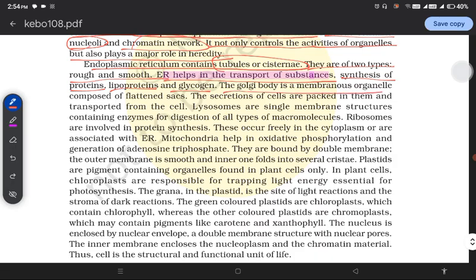The Golgi body is a membranous organelle composed of flattened sacs. The secretions of cells are packed in them and transported out of the cell.